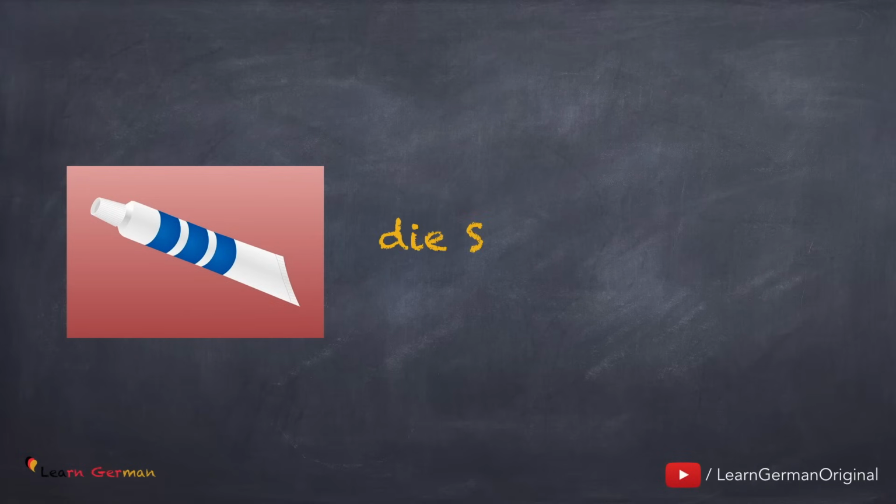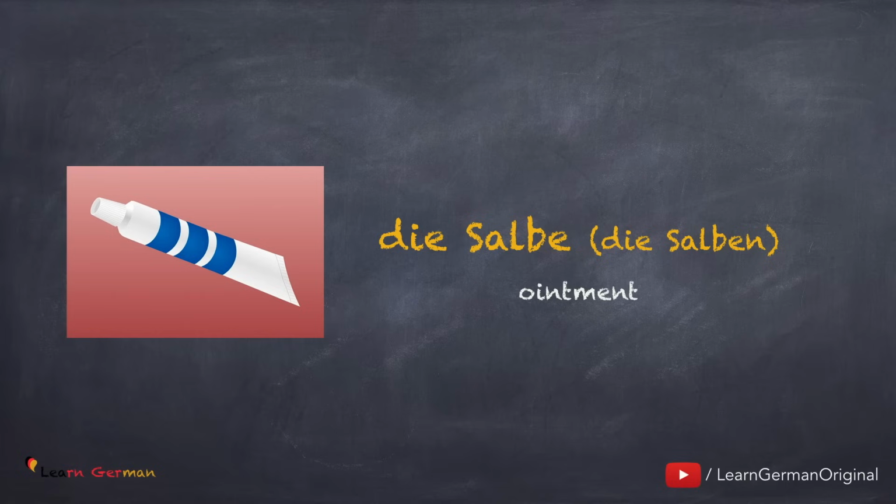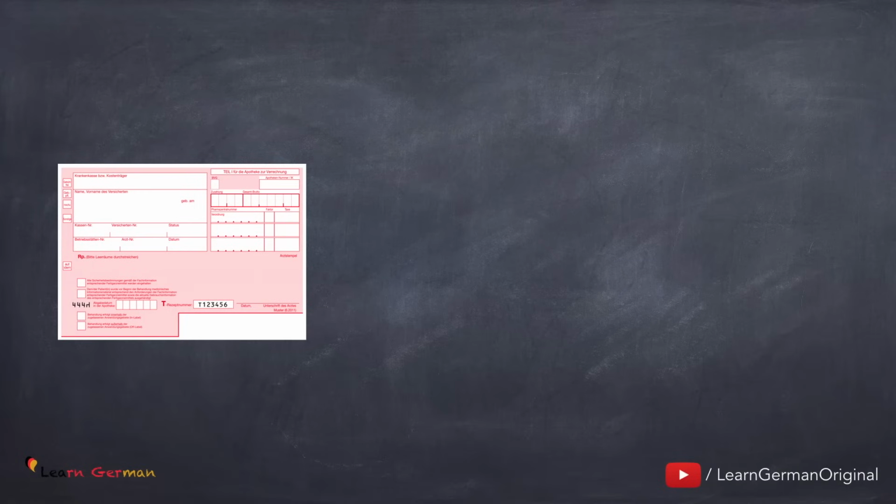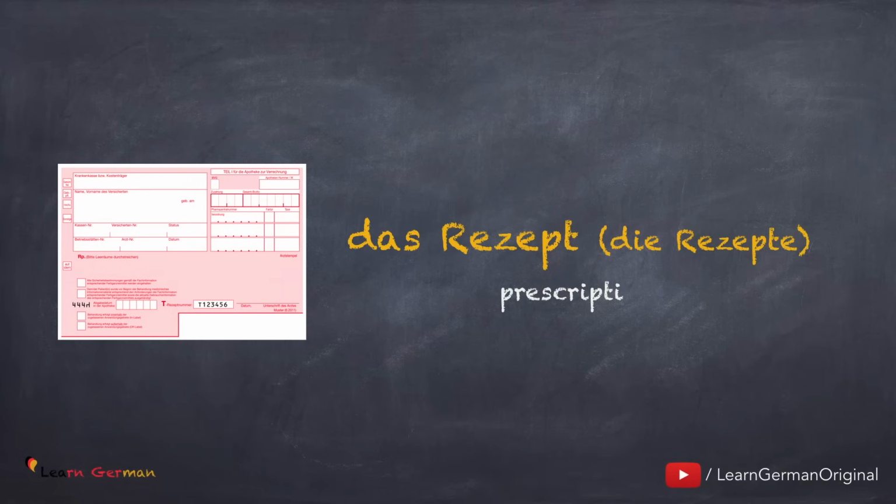The next one is die Salbe, die Salben. Noch einmal, die Salbe, die Salben. Let's look at the next one. Das Rezept, die Rezepte.